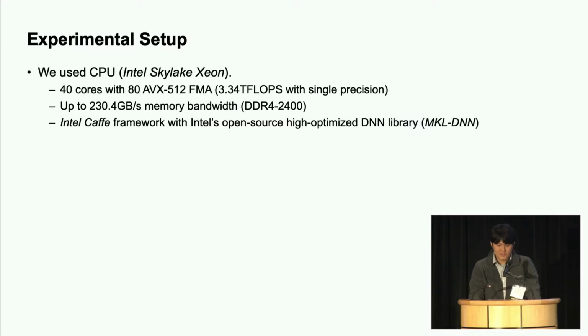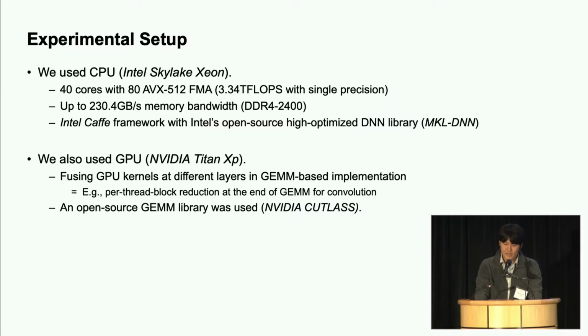So this is our experimental setup. We evaluated on Skylake Xeon CPU servers having about 3 teraflops, and we also used Intel Caffe modifying MKL-DNN, which is an open source DNN library and high performance, hand optimized in assembly level for Intel products. Also, we evaluated performance on the NVIDIA GPU. We did that by fusing multiple GPU kernels together in default GEMM implementations. For example, we can do per thread block reduction at the very end of the GEMM kernels on the convolution. To implement that, we adopted and modified NVIDIA CUTLASS, which is an open source GEMM library from NVIDIA.